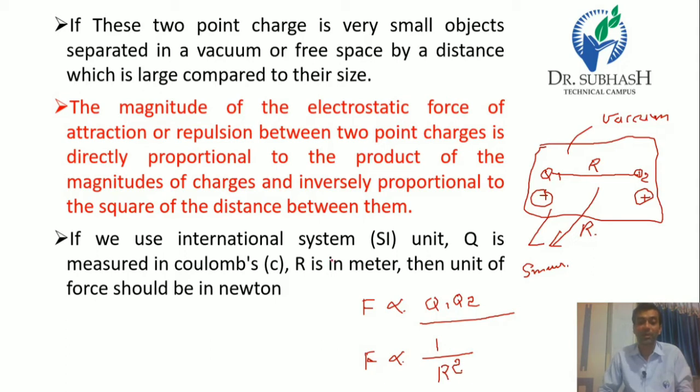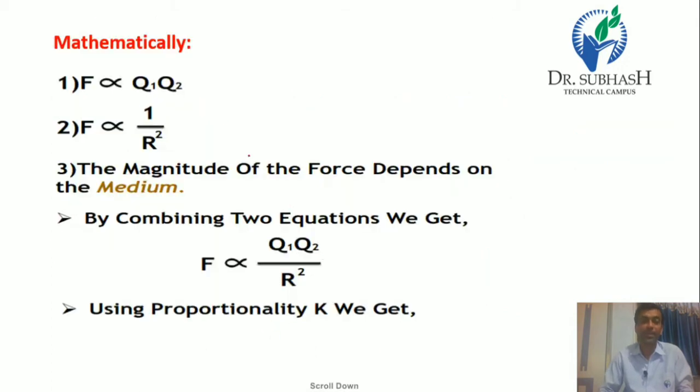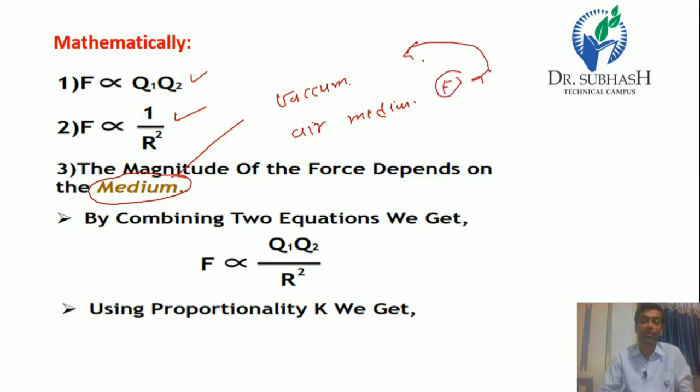If we consider the international system or SI units, then Q is in coulombs, r is in meters, and the force is in newtons. Mathematically, F is directly proportional to the product of Q1 and Q2, inversely proportional to the square of the distance between them, and it also depends on the medium. Here we use a vacuum as the medium. Suppose we use air as a medium, then the force will be different as compared to the vacuum.